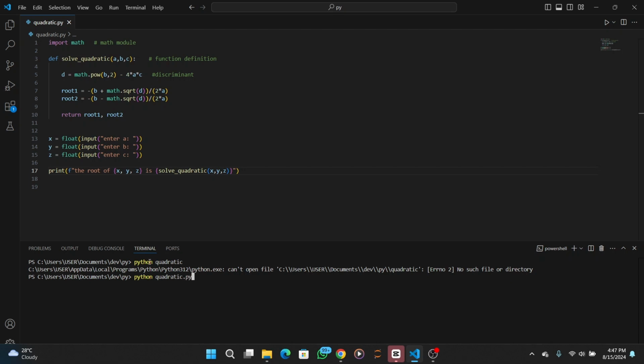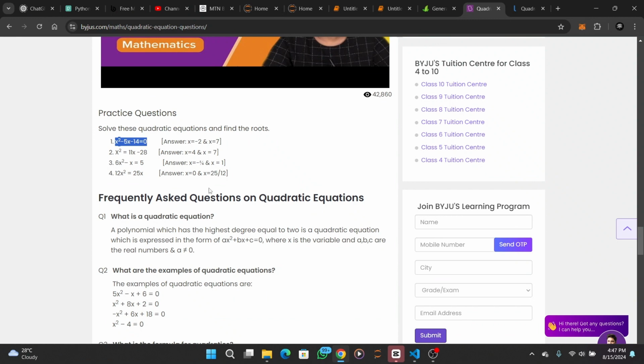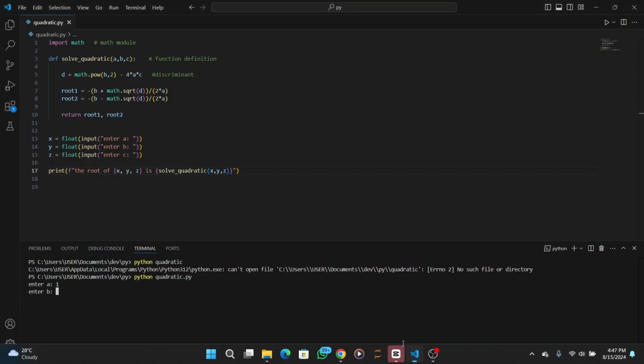Python quadratic.py. So enter a. Now from the distance, our a is what? 1, right? Then our b is what? Actually our b is minus 5 and our c is minus 14.